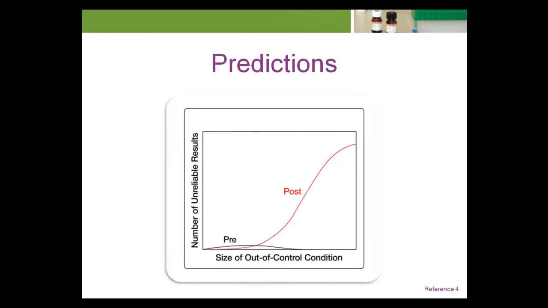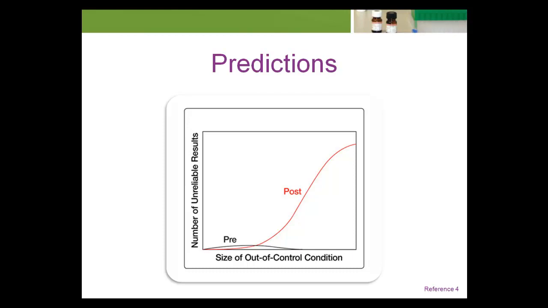It's possible to predict the expected number of unreliable results produced for any magnitude of out-of-control condition. Small out-of-control conditions are difficult to detect. They may persist for a long time before they're finally identified and corrected. As a consequence, most of the unreliable patient results produced during the existence of a small out-of-control condition will have been reported prior to the last acceptable QC. Fortunately, because the out-of-control condition is small, the number of unreliable patient results produced is relatively small.